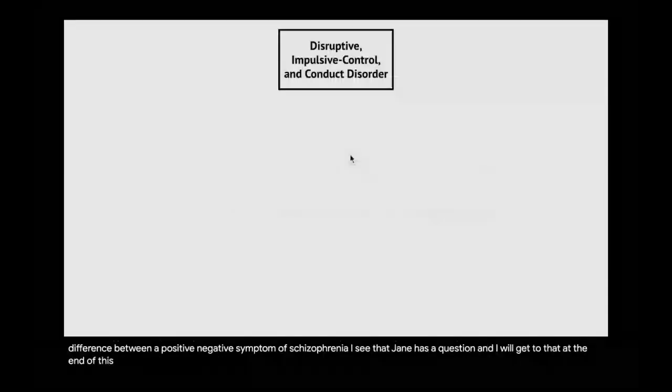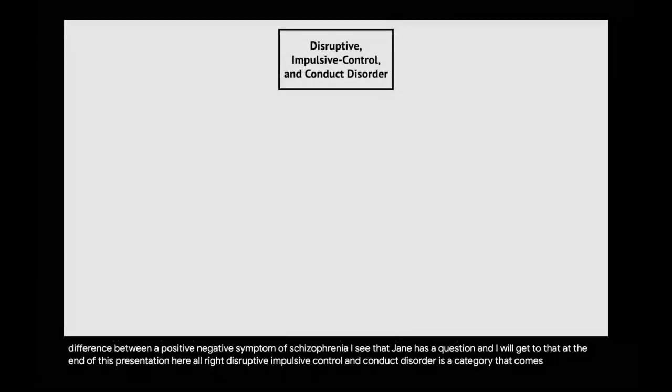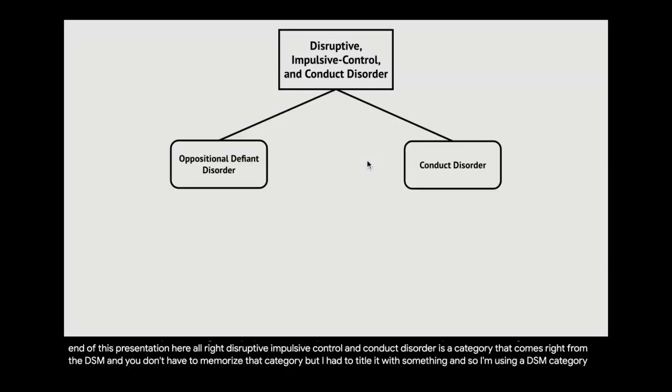All right, disruptive impulse control and conduct disorder is a category that comes right from the DSM, and you don't have to memorize that category, but I had to title it with something, and so I'm using the DSM category in this unit.